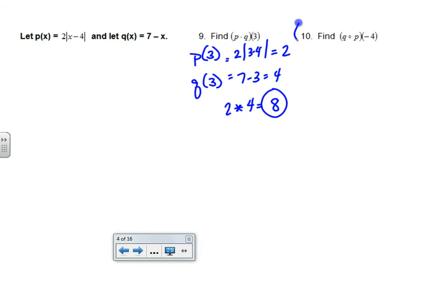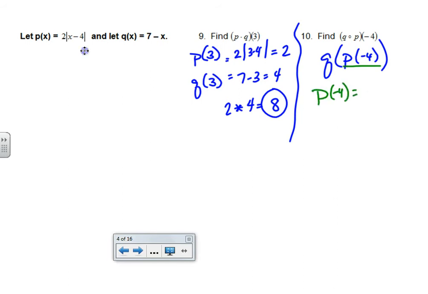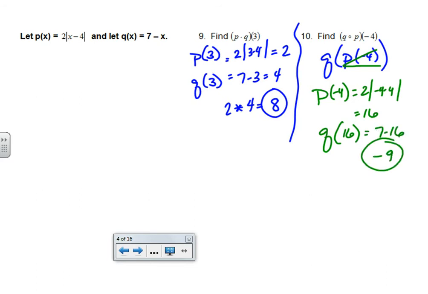This is very different when you look at number 10. Q of p of negative 4 is composition. You're going to use one function and then find the answer and plug that into the next function. So I'm going to start on the inside always when it's the composition of a number. Find p of negative 4. So let's see, that's 2 times negative 4 minus 4 absolute value. Absolute value of negative 8 times 2 is 16. And then we're going to take that number, 16, and plug that into q. And that's how we get our final answer of negative 9.